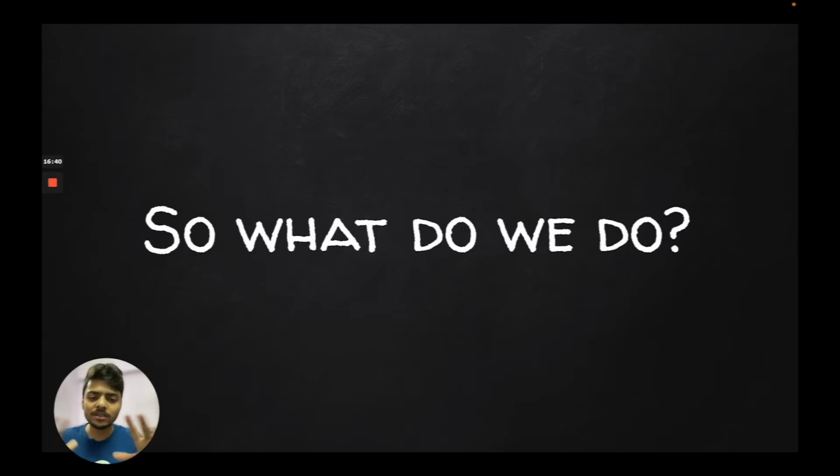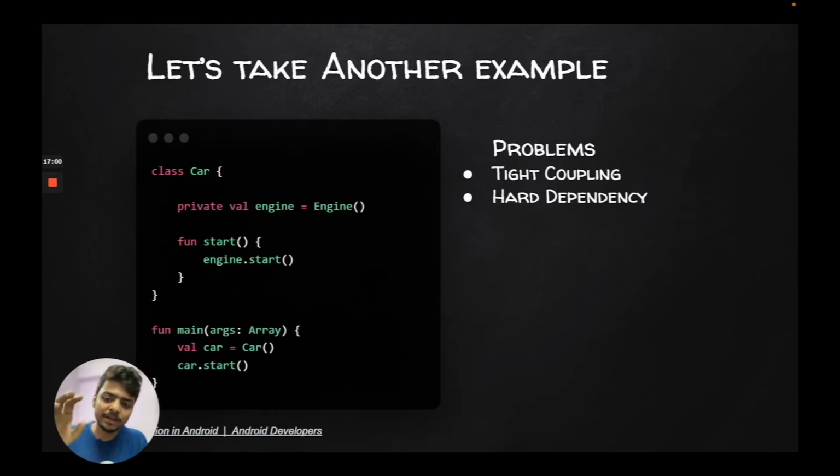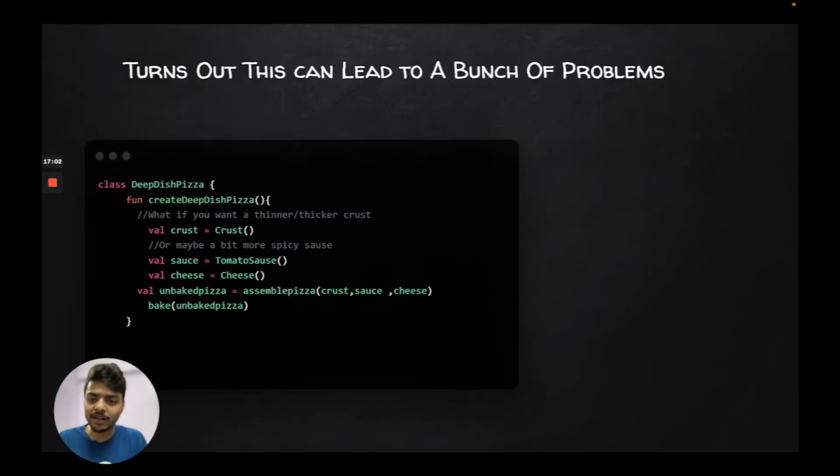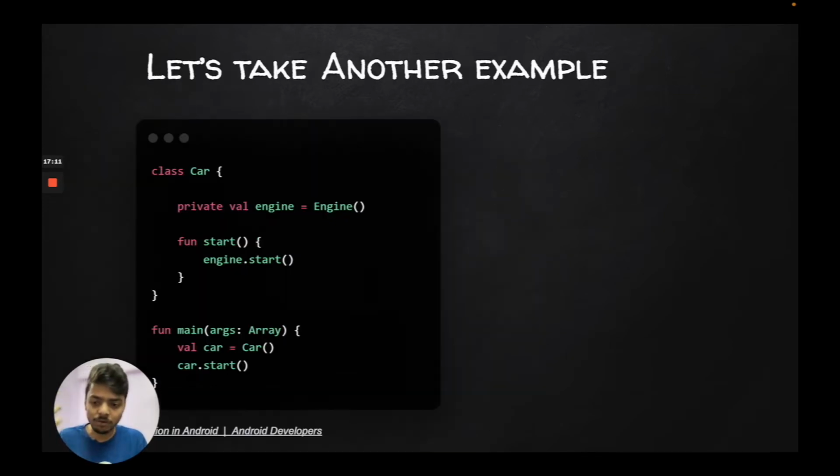So coming back to the session, what is the answer? We use dependency injection to make our life easier. What exactly is dependency injection? How exactly do we inject a dependency? I guess you all know what exactly a dependency is. In this snippet, Engine is a dependency of Car, and in this snippet, the dependencies of DeepDishPizza are crust, tomato sauce, and cheese. I just wanted to make it clear once again if it was not clear.